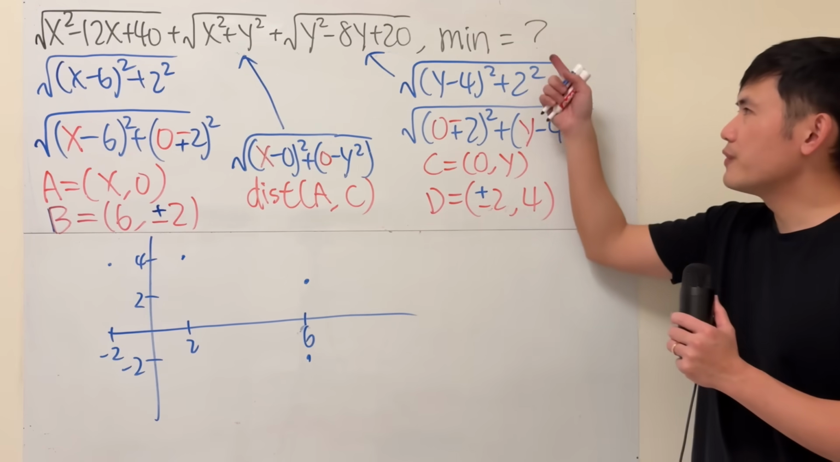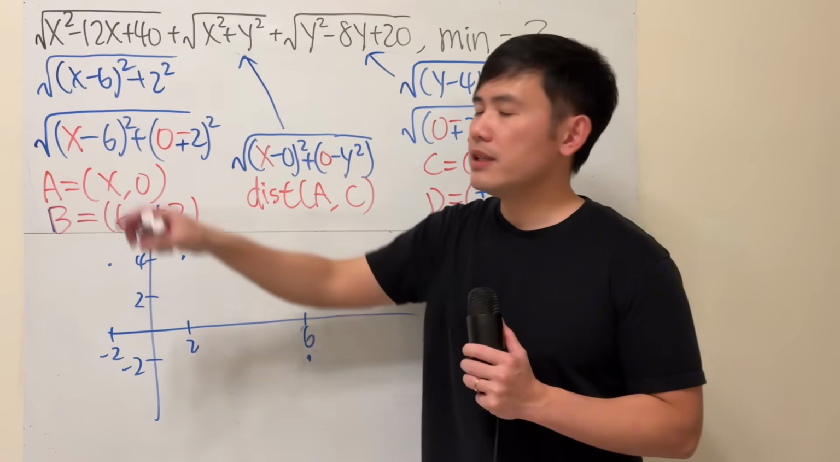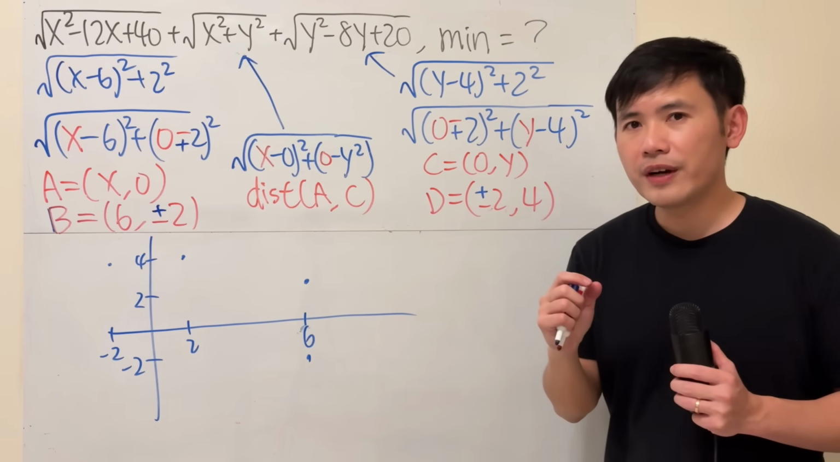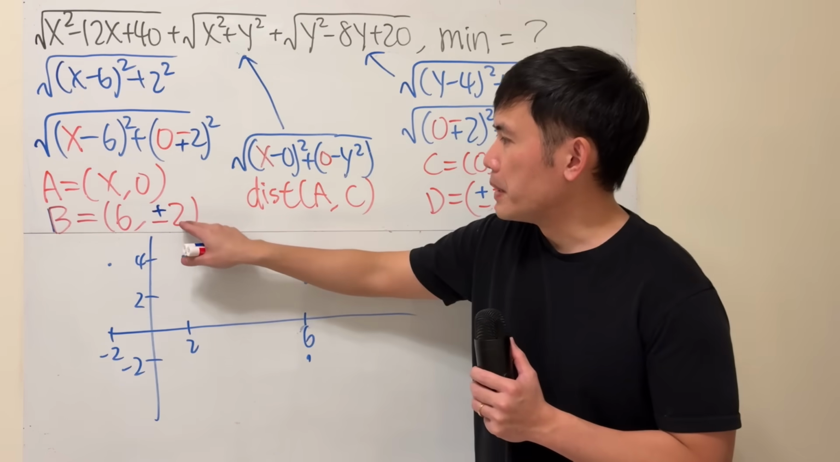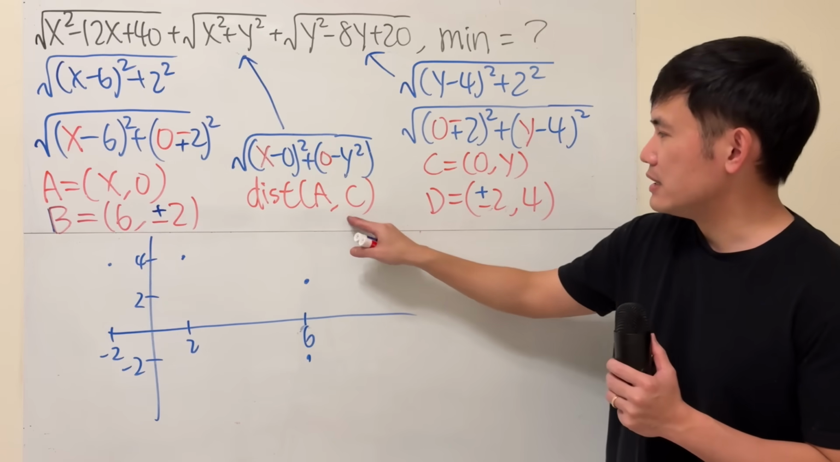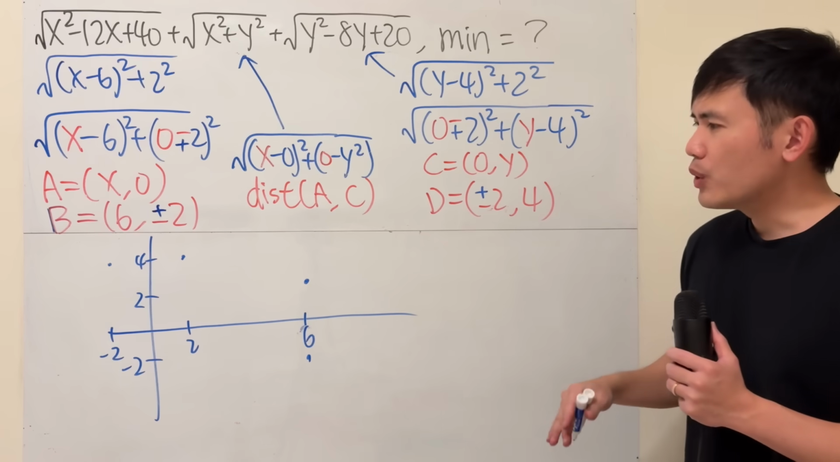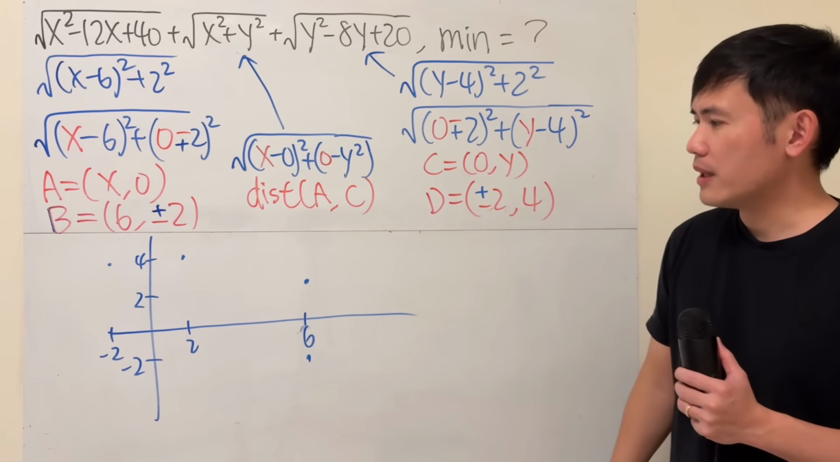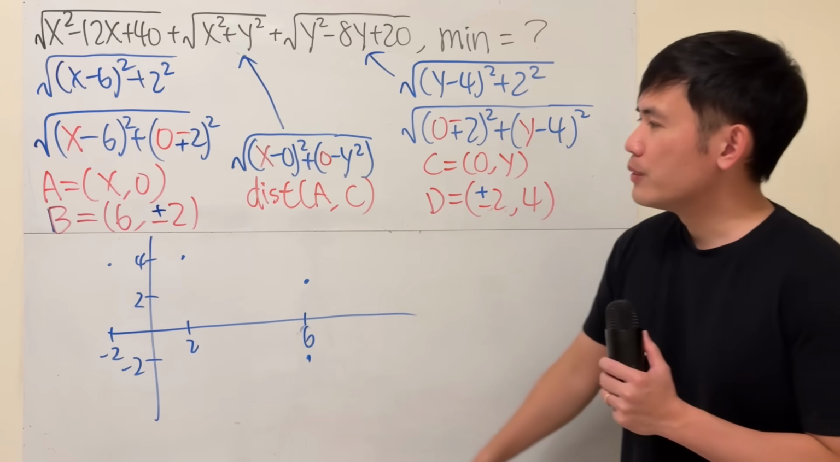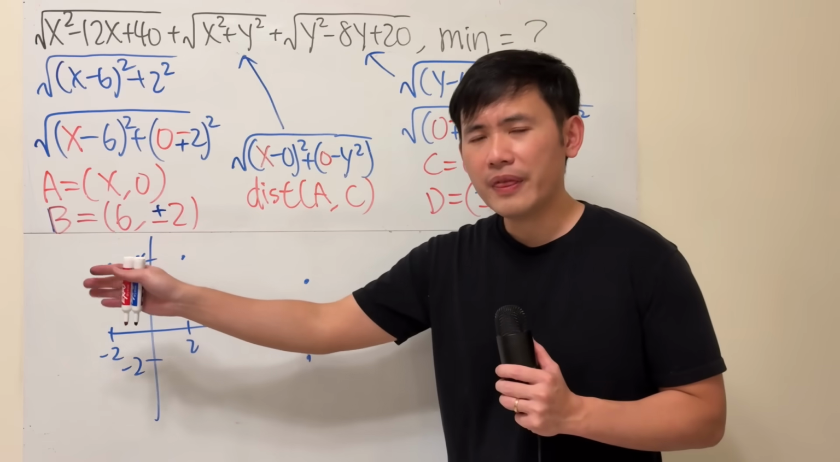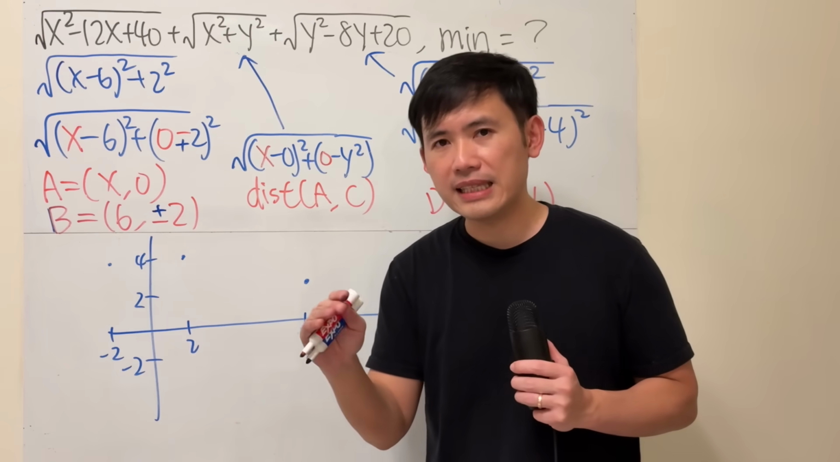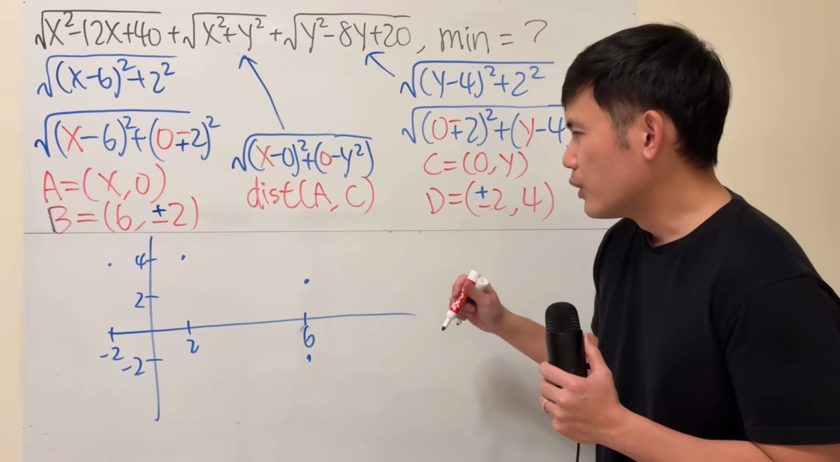Now, remember we're trying to find the minimum of all these 3 things added together. So we're trying to find the minimum distance from A to B, and then from A to C, and then from C to D. So we want to connect it in a nice way, all right? Now, I need to plug in A, which is x comma 0. That means the point has to be on the x-axis because the y value is 0. Where do I put it though?